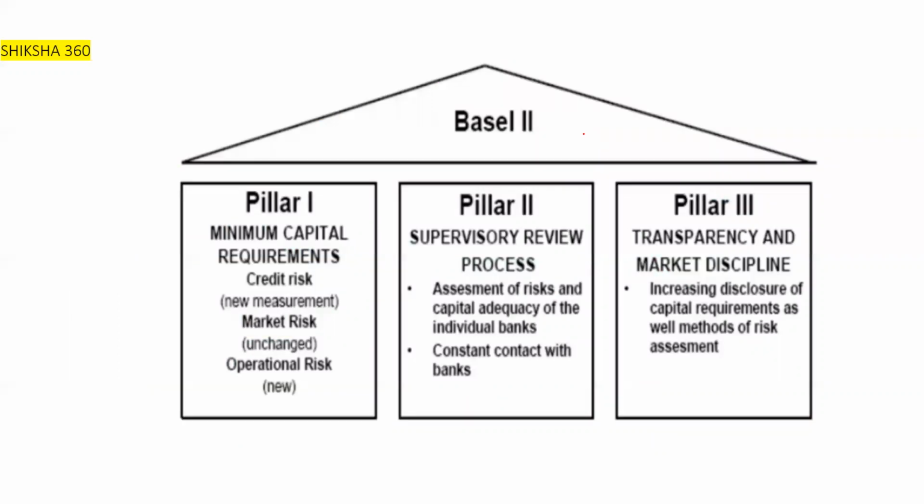So basically these 3 pillars under Basel 2. We will also discuss these 3 pillars under Basel 3. But first of all, we have to discuss what these 3 pillars under Basel 2 are. Pillar 1 is MCR. So the first one is minimum capital requirement.